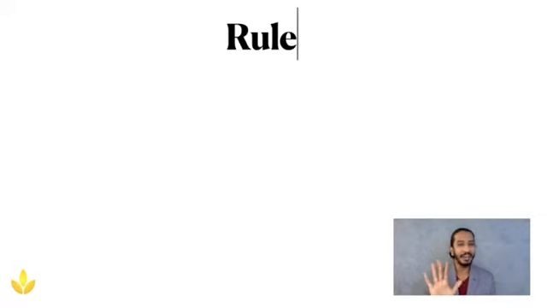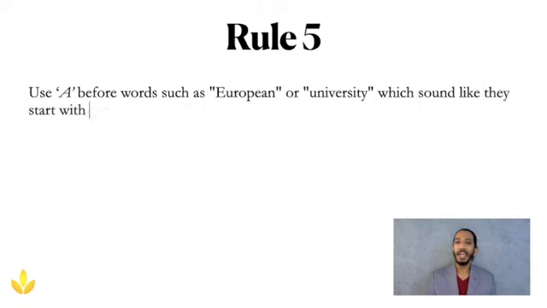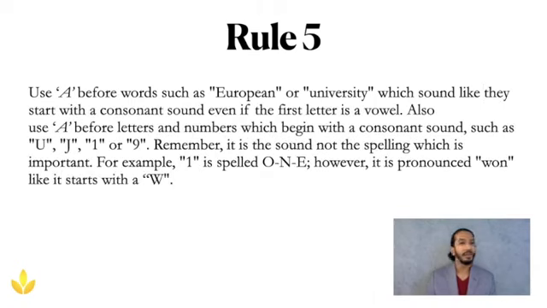Now, rule number 5. Use a before words such as European or university, which sound like they start with a consonant sound, even if the first letter is a vowel. Also, a before letters and numbers which begin with a consonant sound, such as U, J, 1 or 9. Remember, it is the sound, not the spelling, which is important. For example, 1 is spelled O-N-E. However, it's pronounced like it starts with a W.